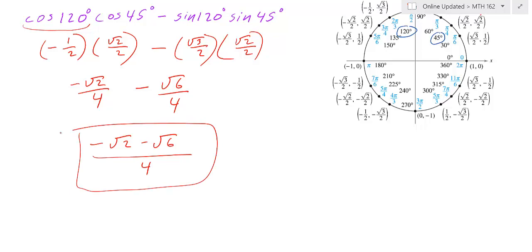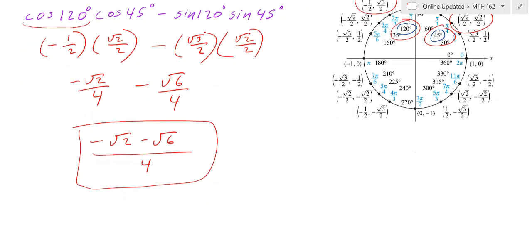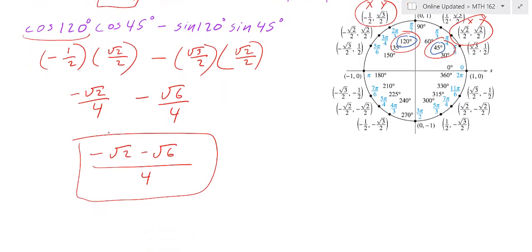And you may ask, why did we go through this? Well, if you're looking for the exact answer of this angle that was 165 degrees, we could split it into these two angles, 120 and 45 degrees, so that we can identify that over here on the unit circle to find the exact value for the cosine of 165 degrees. Now, granted, if you put that into the calculator, you would come up with the decimal, but here we wanted to come up with this exact answer.